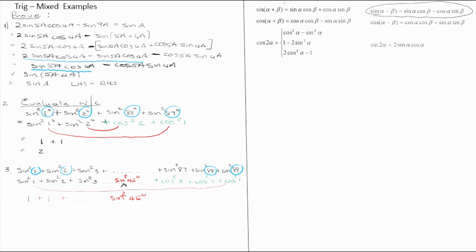Right, how many ones are there? Well, before sine of 45, there must be 44 terms. So it's going to be 44 lots of ones, plus sine squared of 45, which is root 2 on 2 squared, a half. So we are left with 44 plus a half, which is 44 and a half, or 44.5.